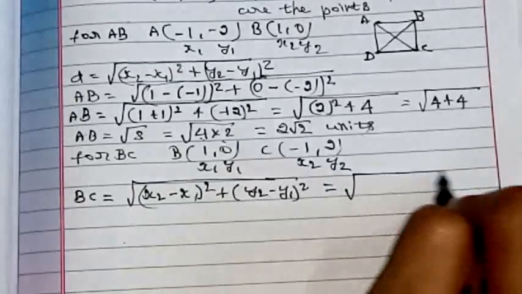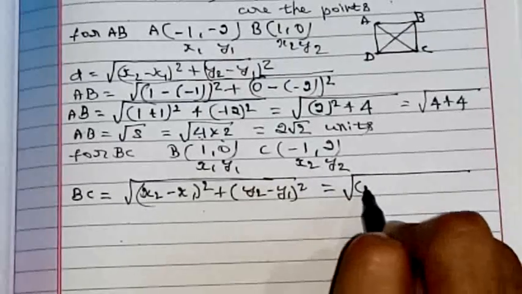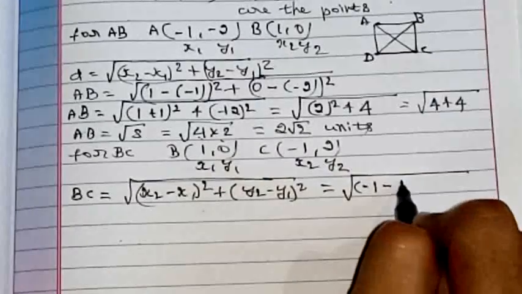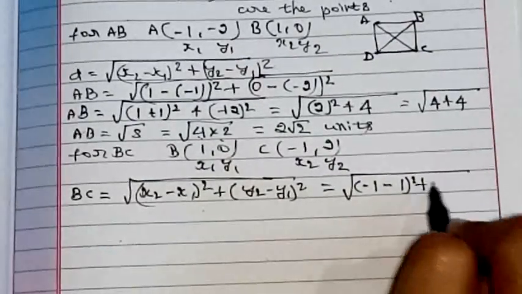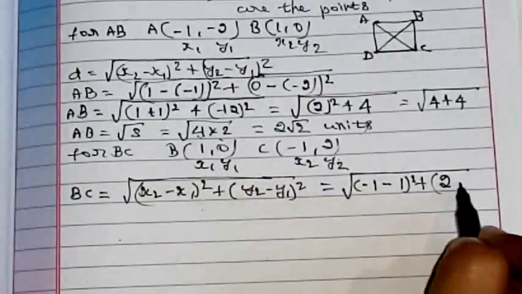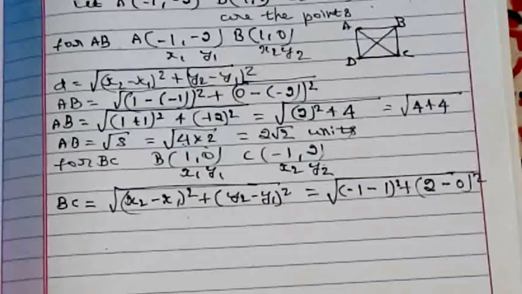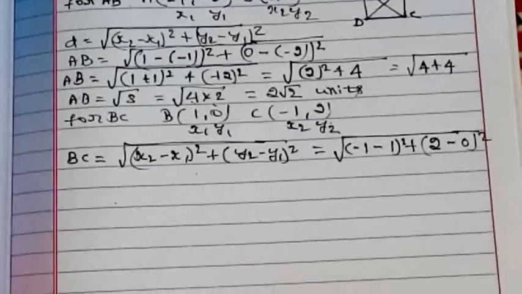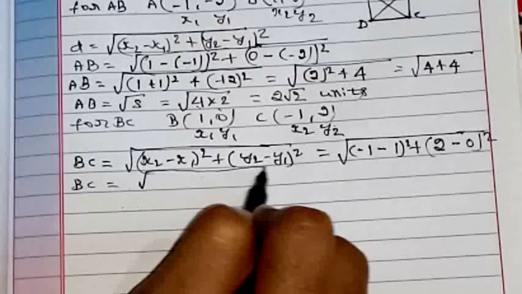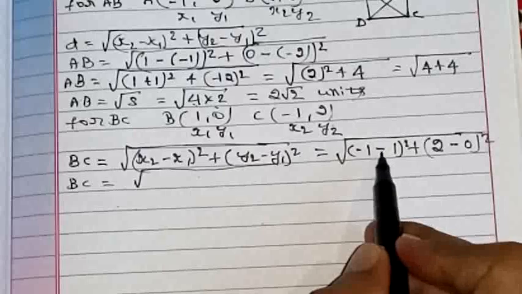Therefore that's equal to square root of, so x2 is how much? x2 is minus 1. So minus, what is x1? x1 is 1 whole square plus, what is y2? y2 is 2. And what is y1? y1 is 0. So 0 whole square. Right, children? Now simplify this. So BC is equal to square root of, so minus into minus is plus, so you need to add.